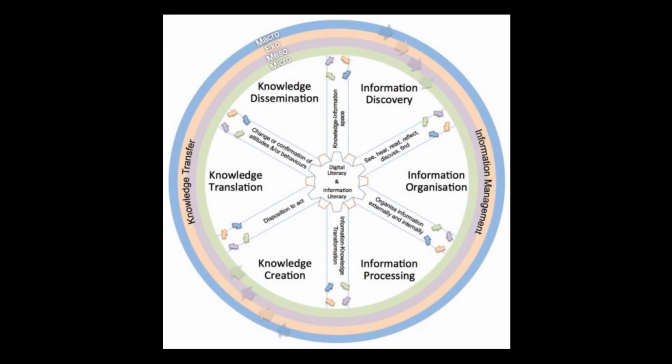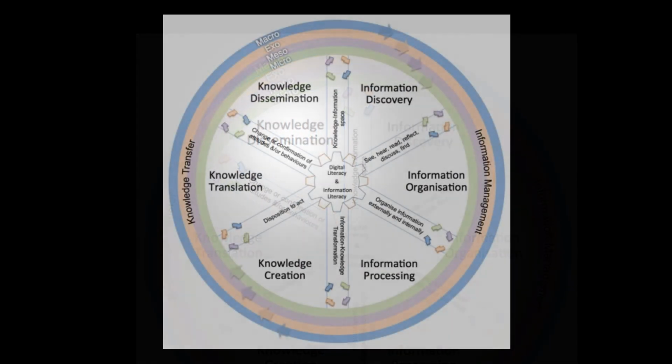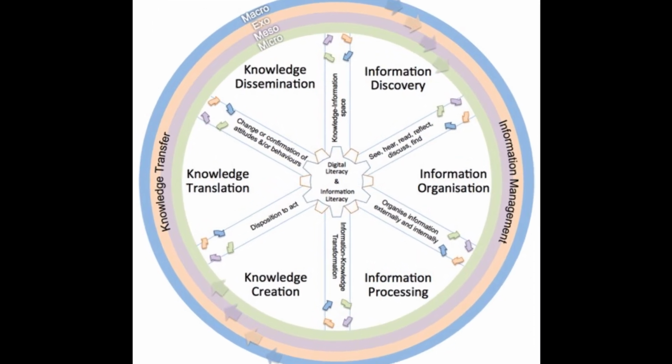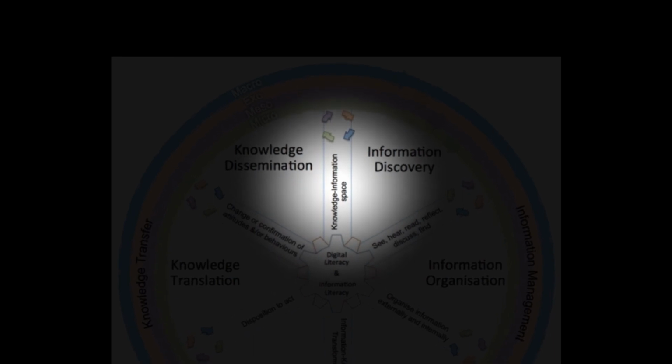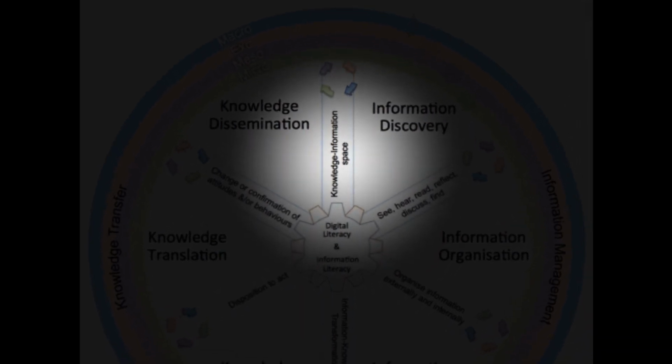The third stage in the knowledge transfer phase is knowledge dissemination, where knowledge is shared with others. It's important to note that your tacit knowledge needs to be transformed to explicit information to be shared with others. This is shown in the framework as the knowledge information space, an expansion of the previous concept described by Boiseau et al. in 2007.